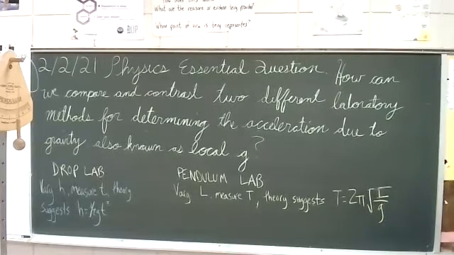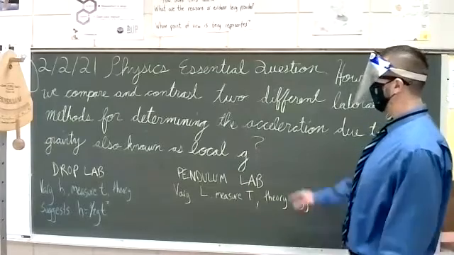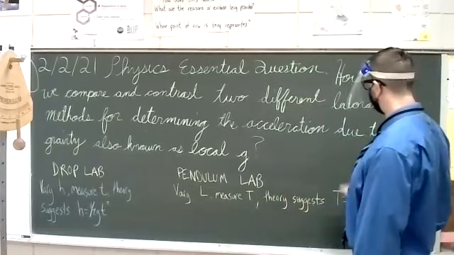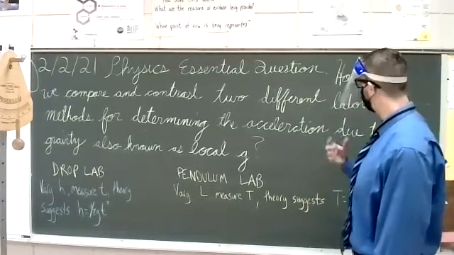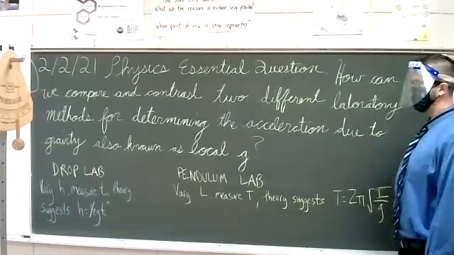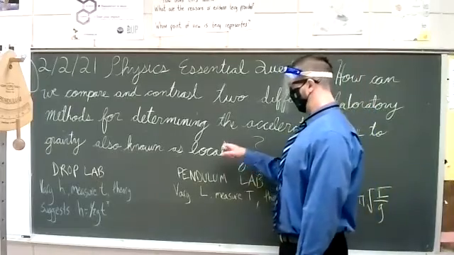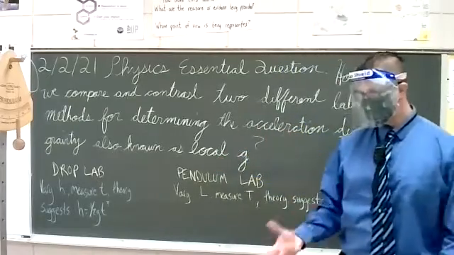All right, so today we're going to be going through a little bit of lab work. We'll be collecting some data today. We have the essential question posed: how can we compare and contrast two different laboratory methods for determining the acceleration due to gravity? We also call that local g, lowercase g. Okay, it's local to the gravity field that we're in.